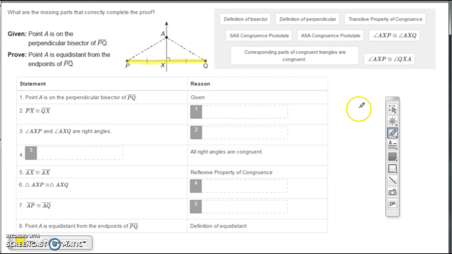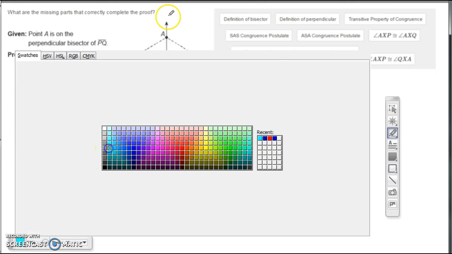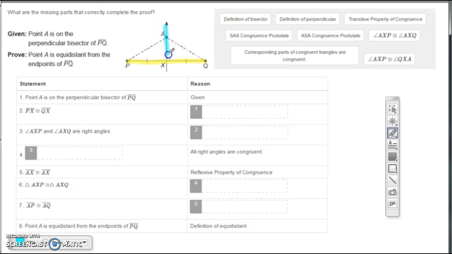All right, and then they tell us that point A is on the perpendicular bisector of PQ. So we know that this line that point A is on is a perpendicular bisector. And because it's a perpendicular bisector, we know that it's a 90-degree angle here and that these two sides are congruent because the definition of bisector tells us that it splits that line in half. The definition of perpendicular tells us that we have a 90-degree angle here.